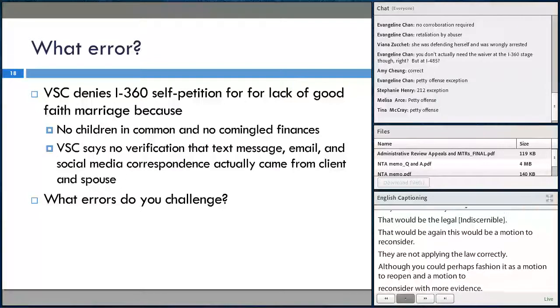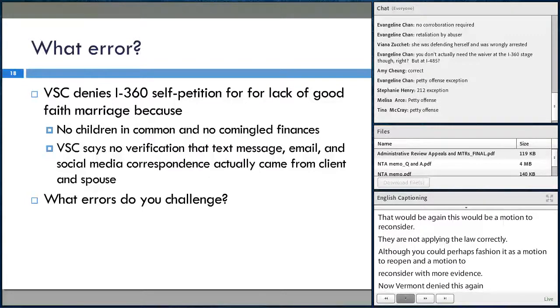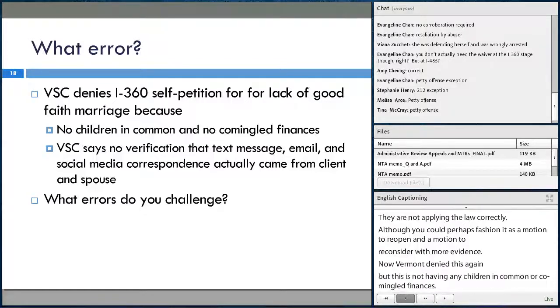Now, Vermont's denied your self-petition again, but this time for lack of good faith marriage based on them not having any children in common or any commingled finances. Says they can't find any text messages, emails, or social media correspondence that came from your client, between the two. How would you challenge this? This is a little different, I think.